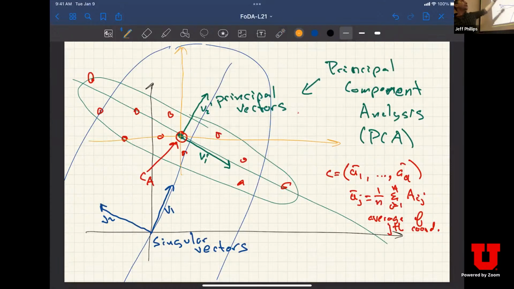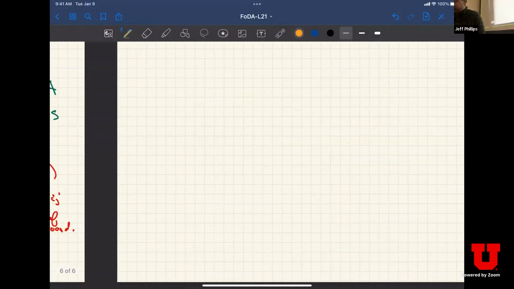And the singular values, once I've recentered it, are going to be the principal vectors or the principal components. Okay, so in a picture, this is what's going on. It's possible that writing out the algorithm is even simpler than the picture. Let me do that next.